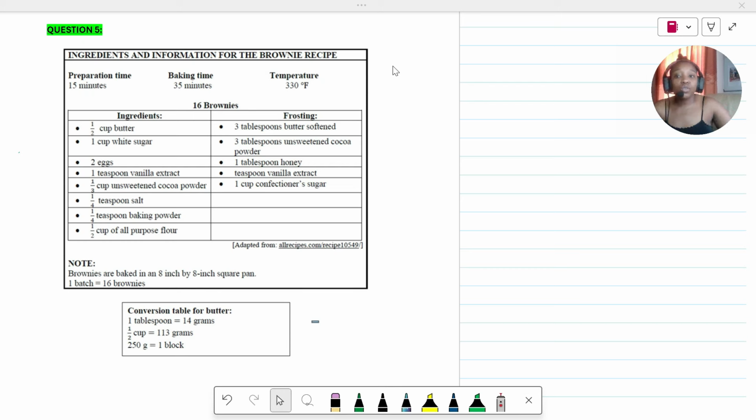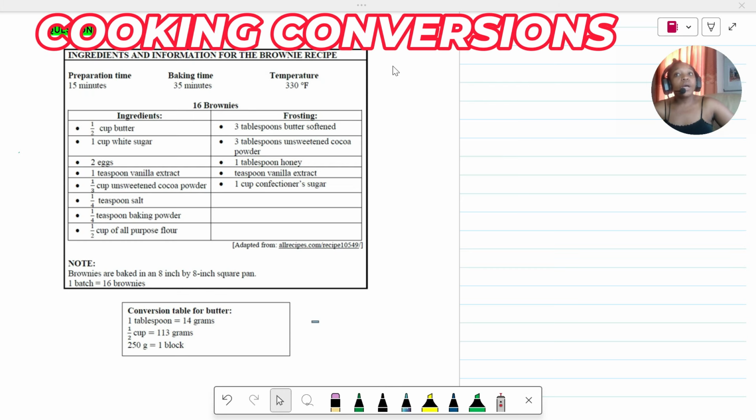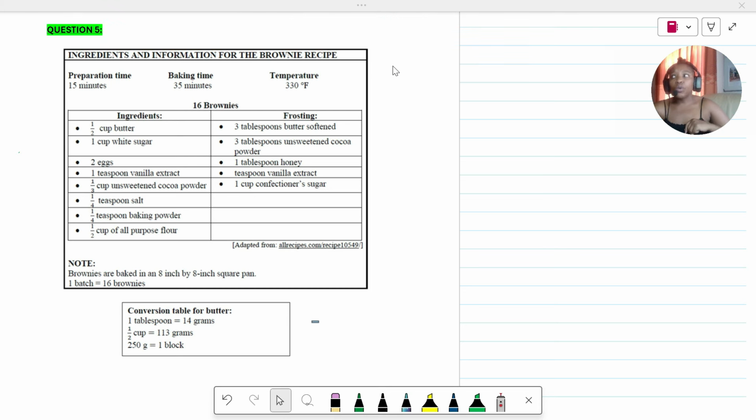On today's video tutorial, we're going to be looking at how we work with a recipe to help us convert cups to milliliters or milliliters to cups, given a table that we're supposed to use to help us convert between the different units of measurement. So this question is very important.